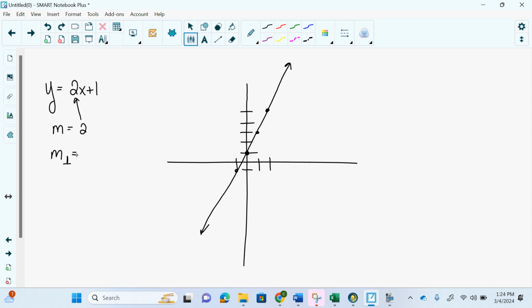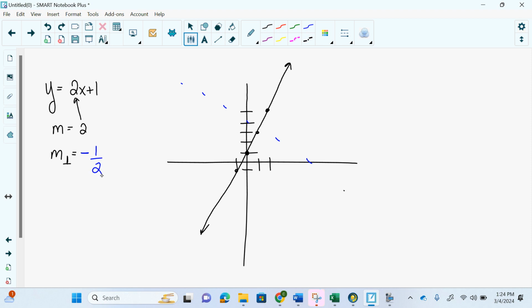How can I make a slope that's exactly the opposite way? First off, it's going to have to go like this, which means instead of being a positive slope, it's going to have to be what? Negative, and you're going to have to flip it. So it's called the negative reciprocal. So if this is 2, then the perpendicular slope would be -1/2.